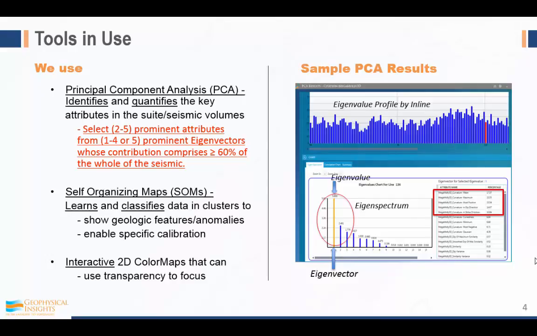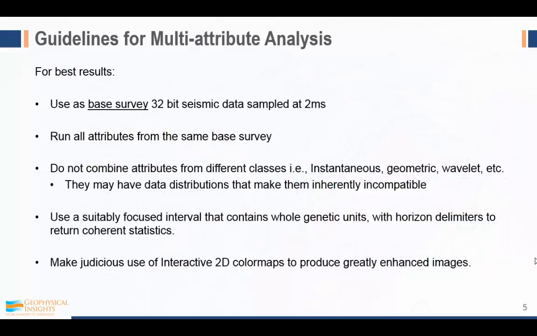All right, guidelines for multi-attribute analysis. We're collecting these as we go, and we're learning. We have a nomenclature. Your seismic data that you're given or you have would be your base survey. A lot of attribute generators require 32-bit seismic data. And we have found that you get a much better resolution if you're at least sampled to 2 milliseconds. If you have 4 millisecond data, you can resample it in your interpretive software down to 2 mils.